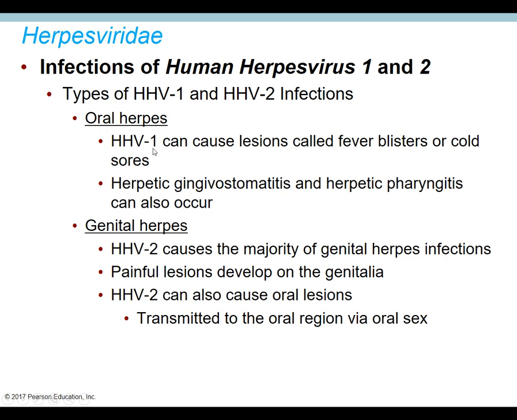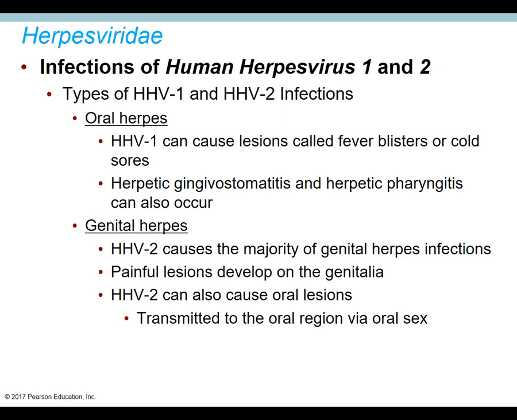That's usually caused by HHV1, gingivostomatitis, and herpetic pharyngitis. You might recognize gingivo as referring to your gums, and pharyngitis is your pharynx, your throat. So, around your mouth, in your mouth, down your throat. All of those are herpes. So you get these inflammations and blisters.